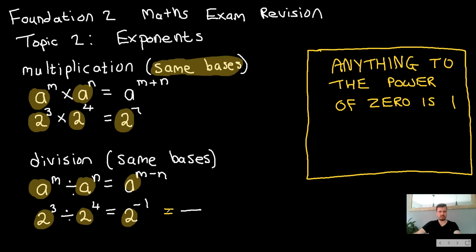So 2 to the minus 1 is essentially 2 to the minus 1. Now we know that every number has a ghost 1 underneath. In other words, 10 we know is actually 10 over 1. We call it a ghost 1 because it's there and we don't see it. So if we were to write 10 as a fraction, we write it as 10 over 1, which is obviously completely different to 1 over 10.